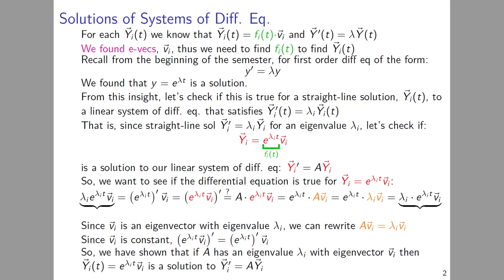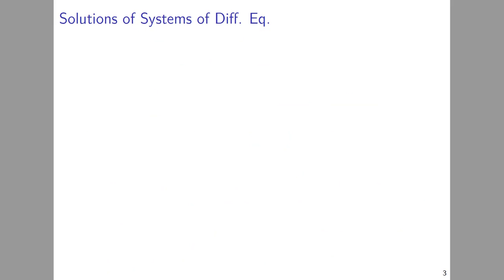So we've shown that if A has an eigenvalue lambda i with eigenvector vi, then yi of t equal to e to the lambda i t times vi is a solution to the system of differential equations y prime equals A times y. So the main takeaway here is that we can find solutions to systems of differential equations by finding the eigenvalues and eigenvectors of the associated coefficient matrix A. Let's see how this works with the example that we had started.